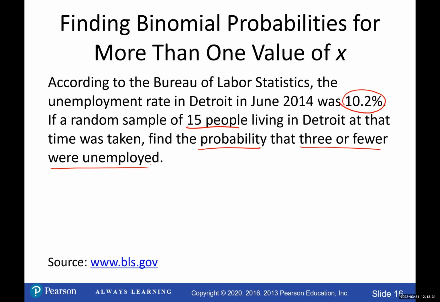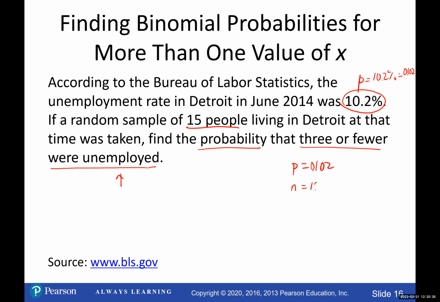So now you want to know the probability. You are interested in the unemployed people, right? So we have P success, because we are looking for the unemployed. So the P success will be 10.2%. So 10.2% is equal to what? 10.2 divided by 100 is going to be 0.102. Okay, so P equal to 0.102, right?